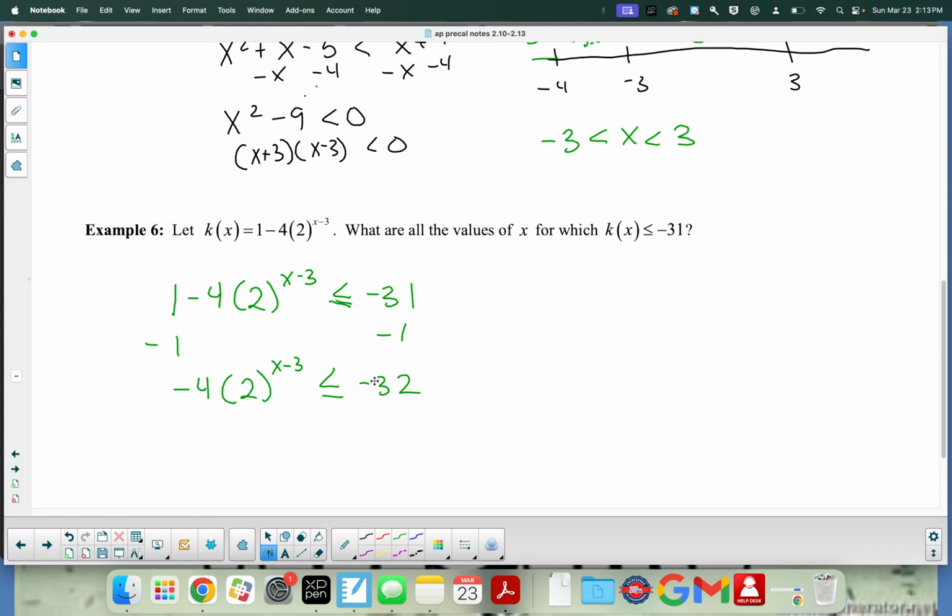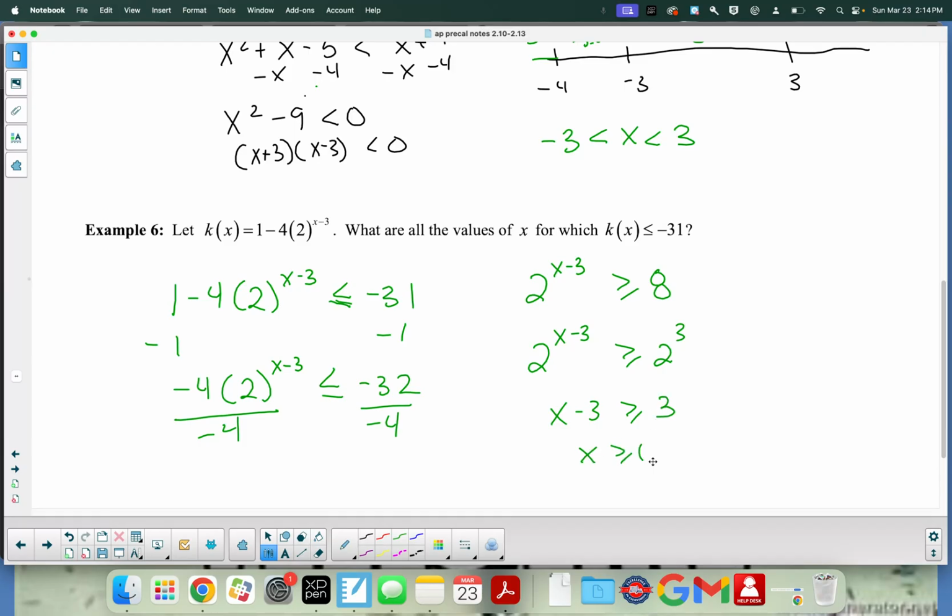Now, if you remember your specific rules from inequalities, if I divide by a negative, I have to flip my inequality around. So what I get is 2 to the x minus 3 has to now be greater than or equal to 8. I'm back down to basically a normal exponential equation. I can force the bases to match. So greater than or equal to 2 to the third. So that means x minus 3 has to be greater than or equal to 3. X has to be greater than or equal to 6.